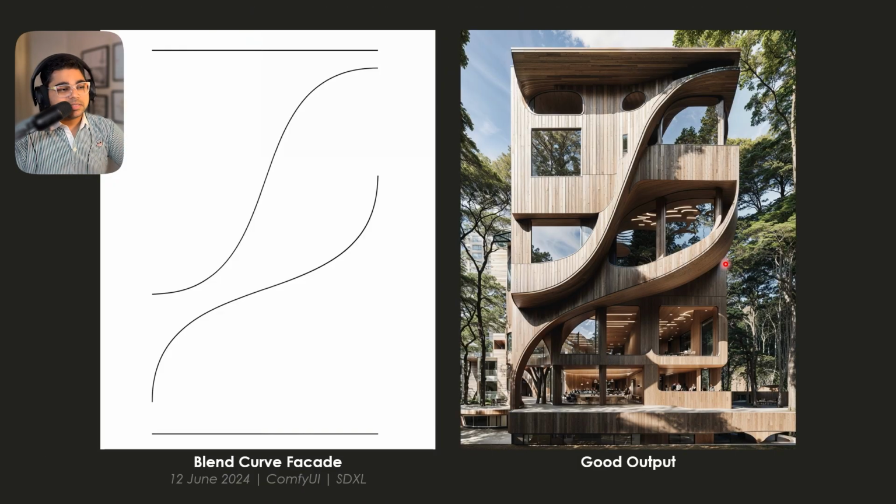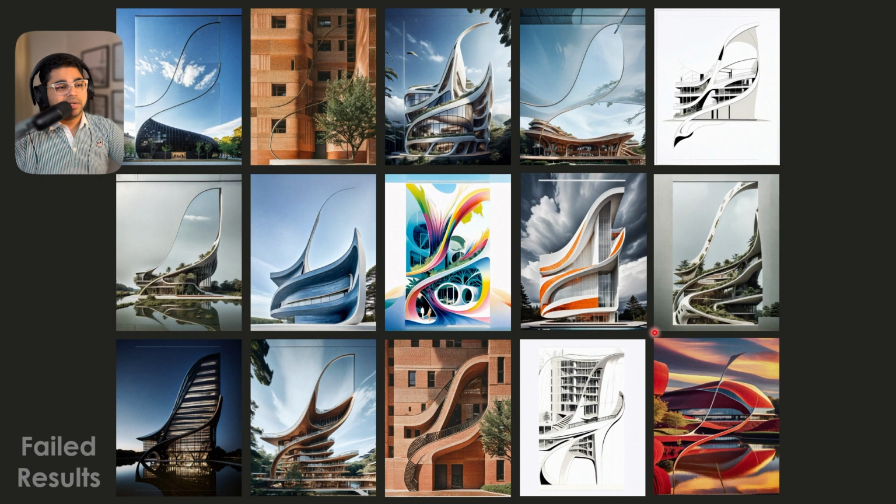Okay, then let's look at another example. In this case, I'm only giving 4 arcs or 4 lines to AI. So this is the bottom line. Then there are 2 curves and there's a top line for AI to make architecture from it. And now let's look at its fails.